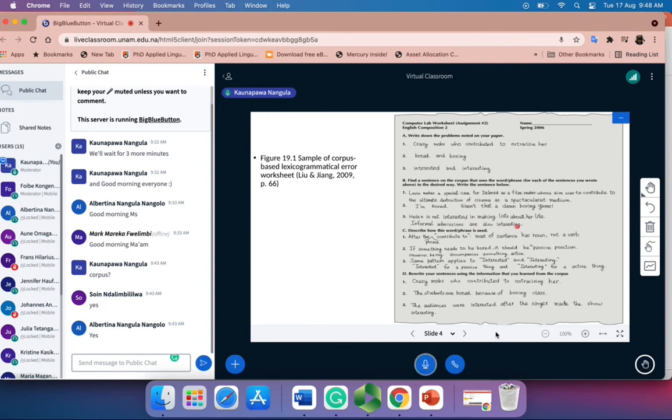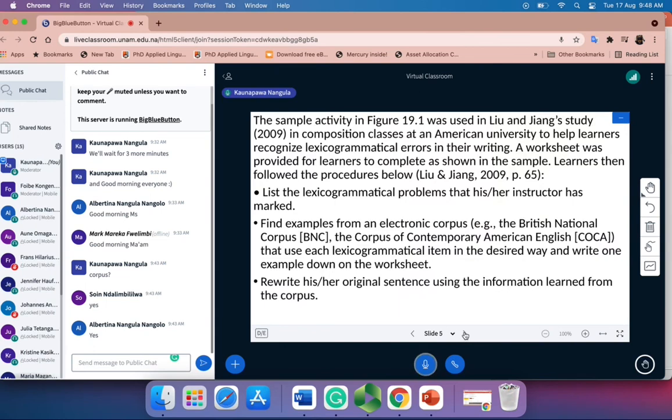So that's the example. Okay, and then next, the student, or the learner rather, writes their original sentences using the information learned from the corpus. So which means from this activity where they go to the corpus and see how it's used correctly, they come back and then they write their own sentences using the problem items that they have, but using them in a correct way. So the hope is that they have learned something, the new information about how to use these lexical items correctly, and then they write their original sentences.